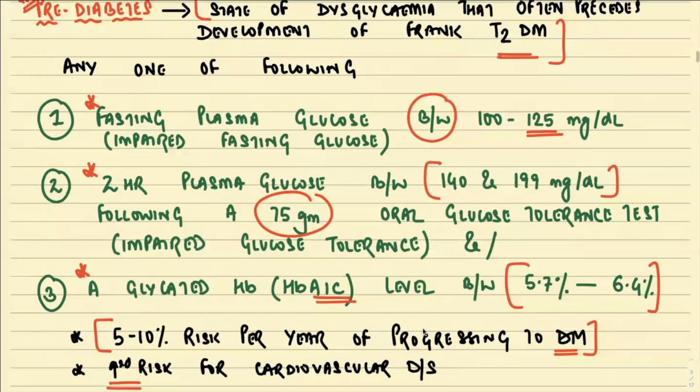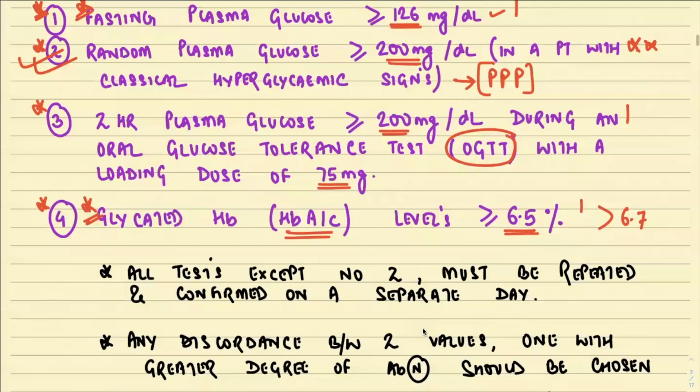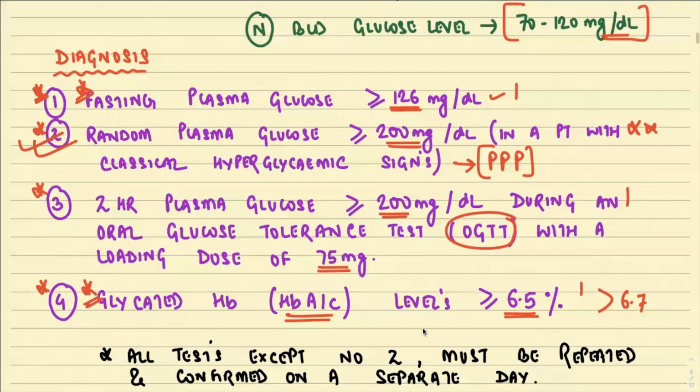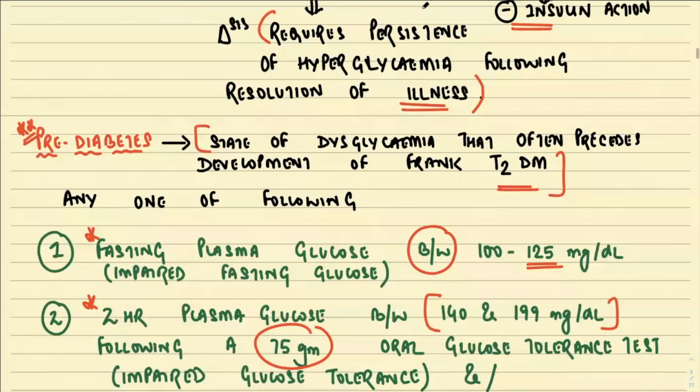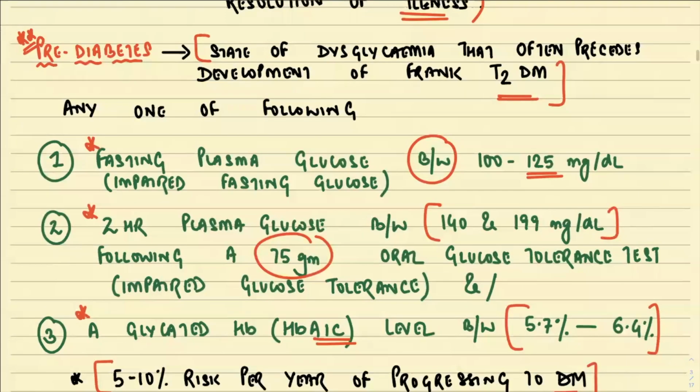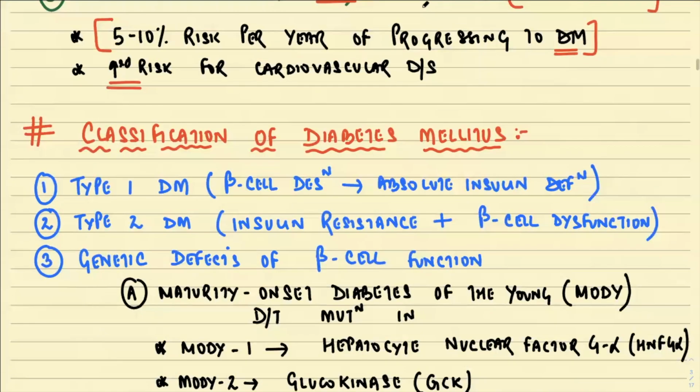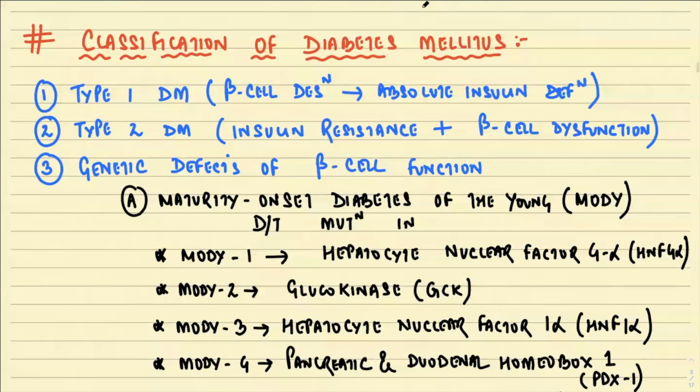So now it is very clear what the points required for diagnosis of diabetes mellitus are, and also what the points required for diagnosis of pre-diabetes are. Yes, very clear to everyone. Now we are going to see the classification of diabetes mellitus.